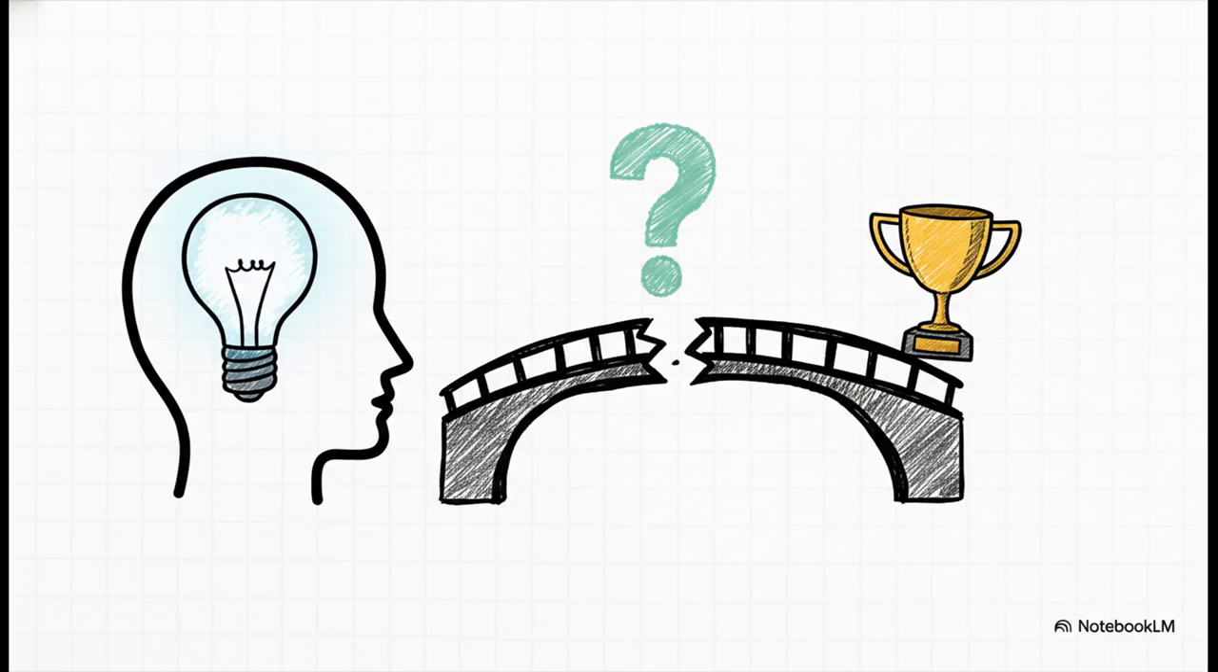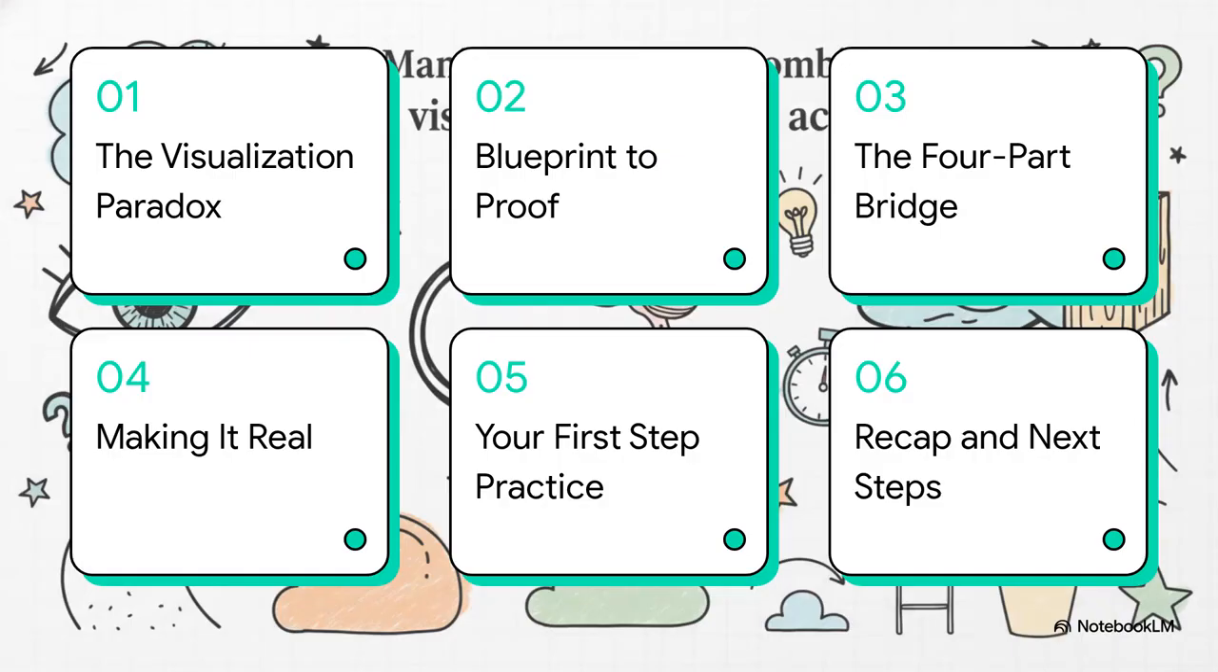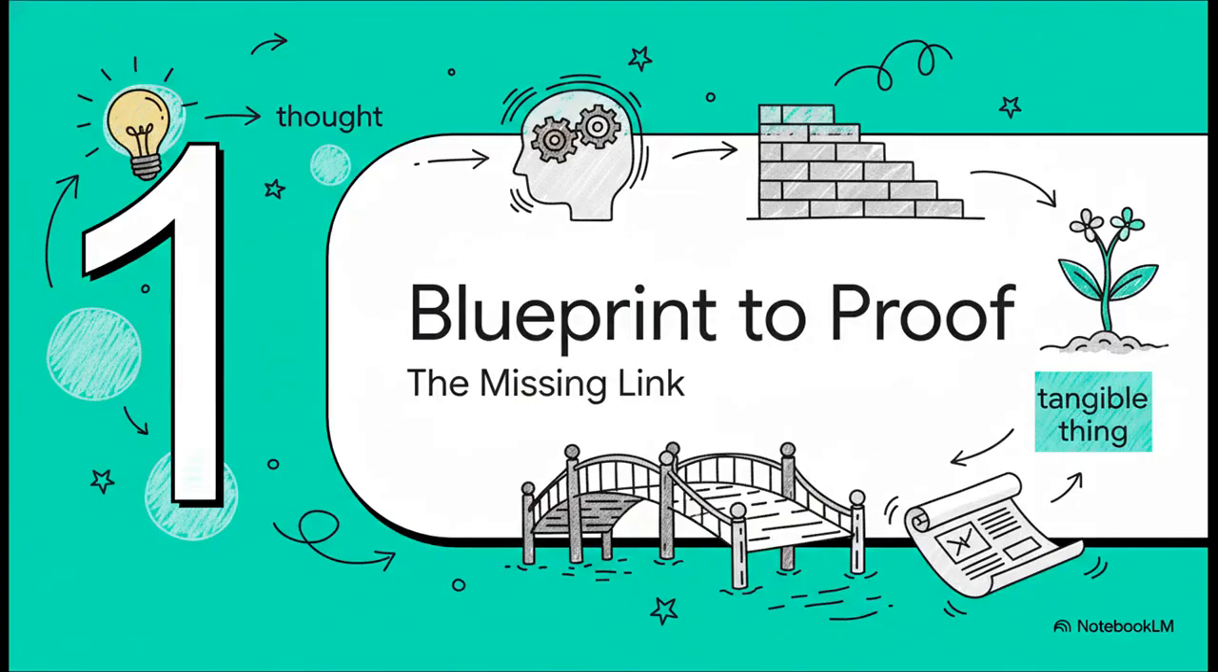So what's the missing piece of the puzzle? We're about to find out. So here's our game plan. We'll look at the paradox of visualization, then introduce the idea of a mental blueprint. From there, we'll build a 4-part bridge to reality, apply it to some real-life examples, and wrap up with a simple practice you can start doing today. Okay, let's dive into the first key idea.